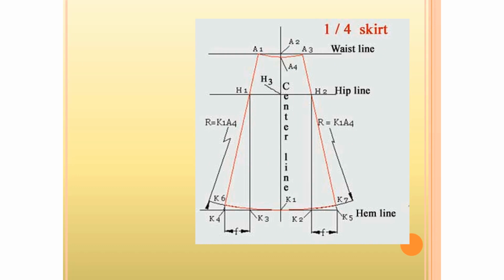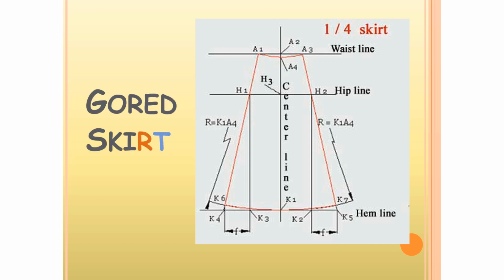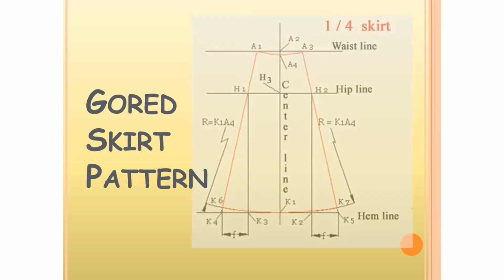This is the pattern for the cord skirt. As you can see there, it has a flare part on the red lines. So that is how it is being cut. At the top part is the waistline. So it is one for the skirt. This is the cord skirt pattern.